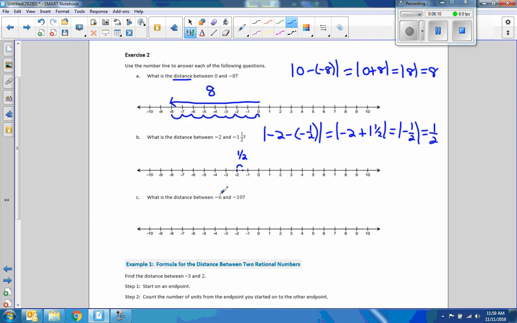What is the distance between negative 6, right here, and negative 10? So the distance is the absolute value of negative 6 minus negative 10, which equals negative 6 plus 10, which equals the absolute value of 4, which equals 4. The distance is 1, 2, 3, 4. Okay.